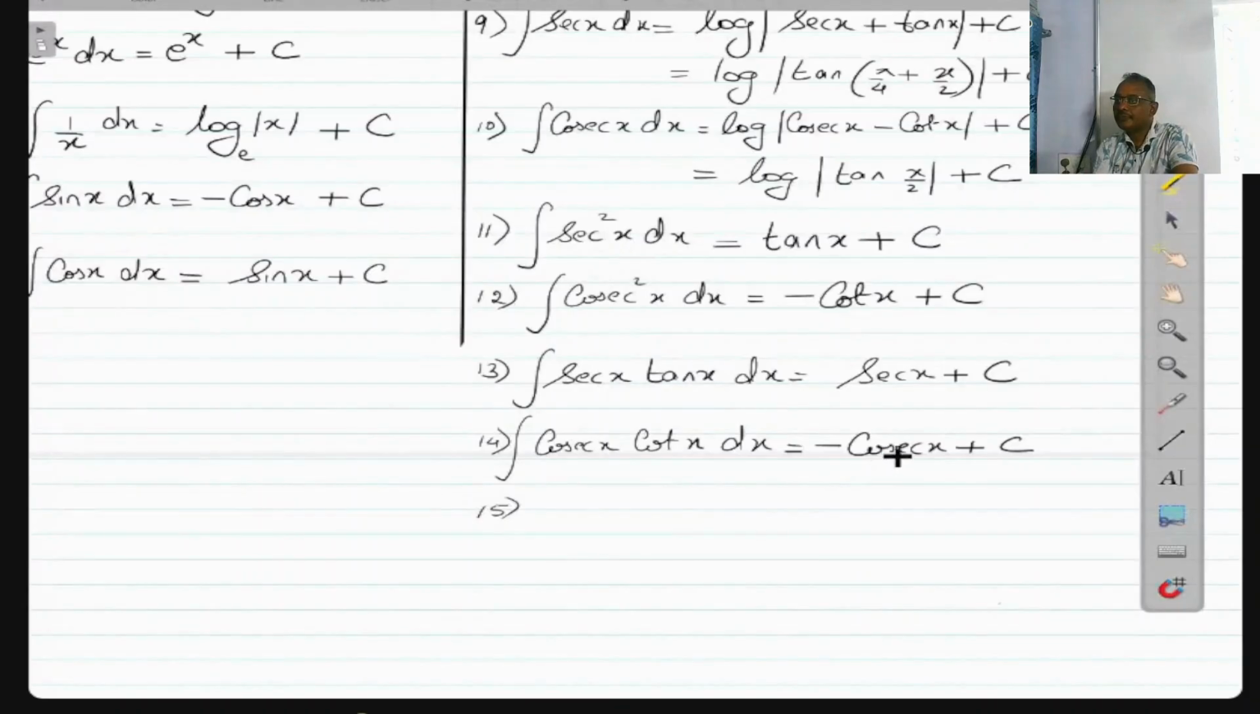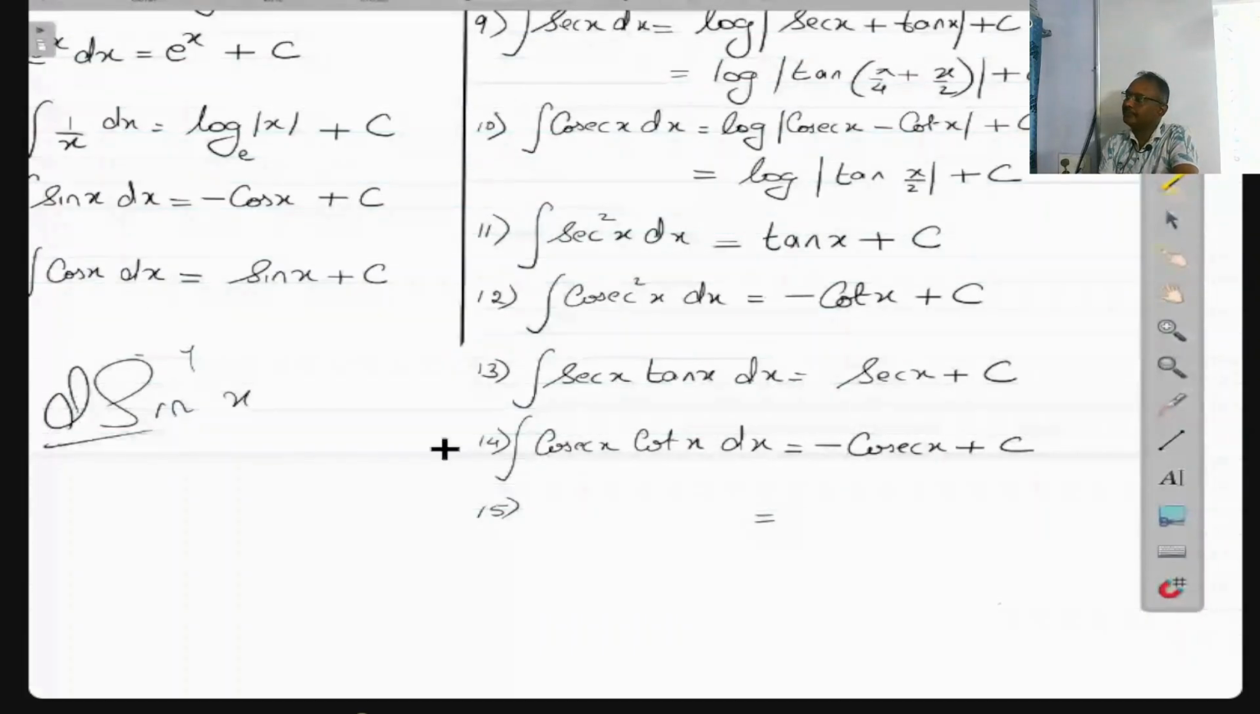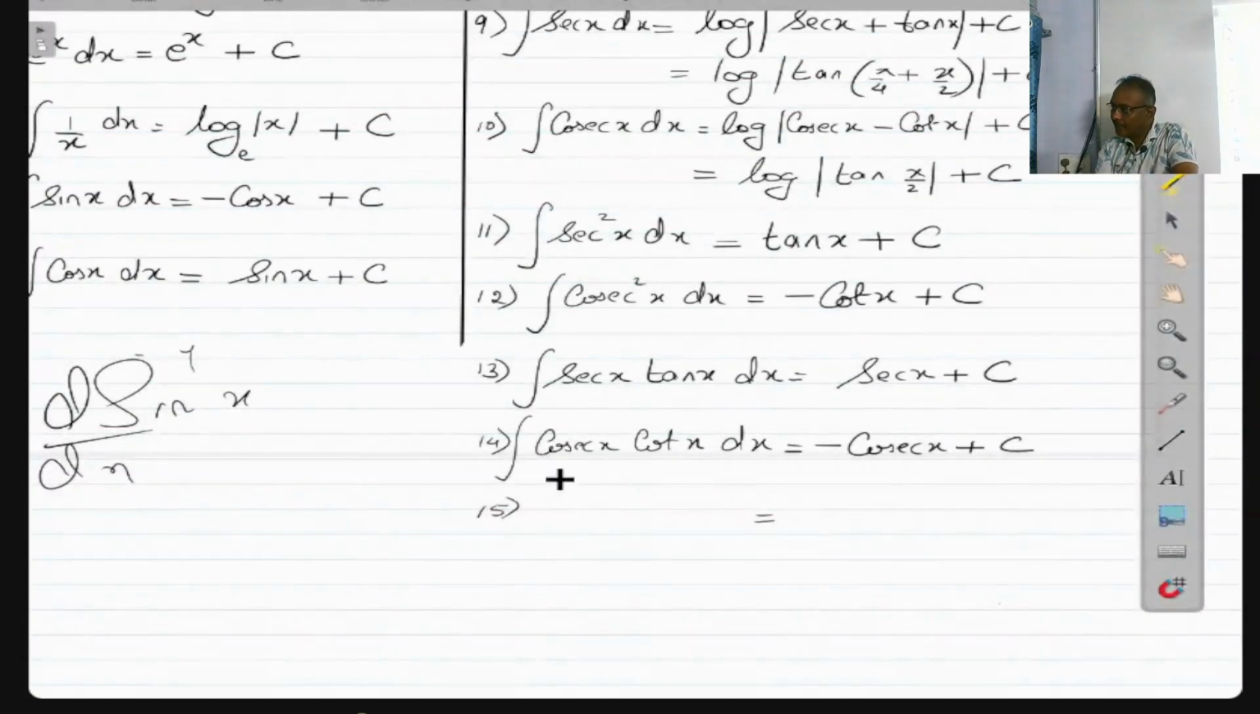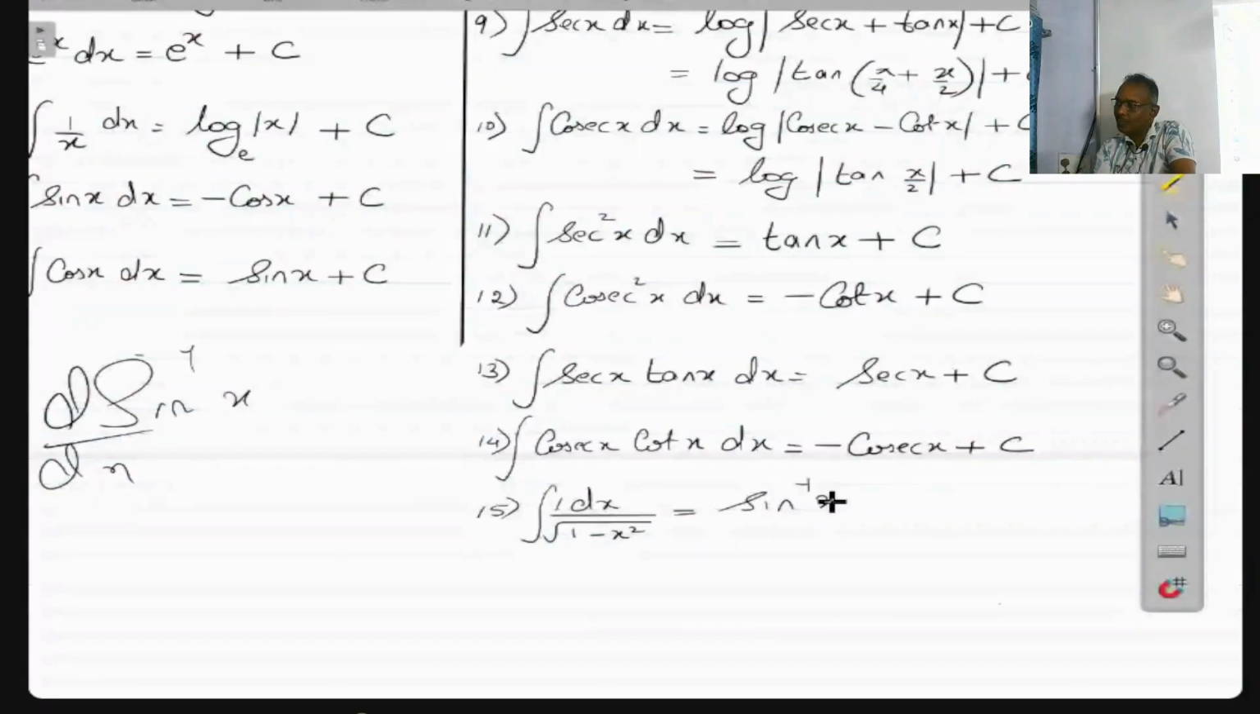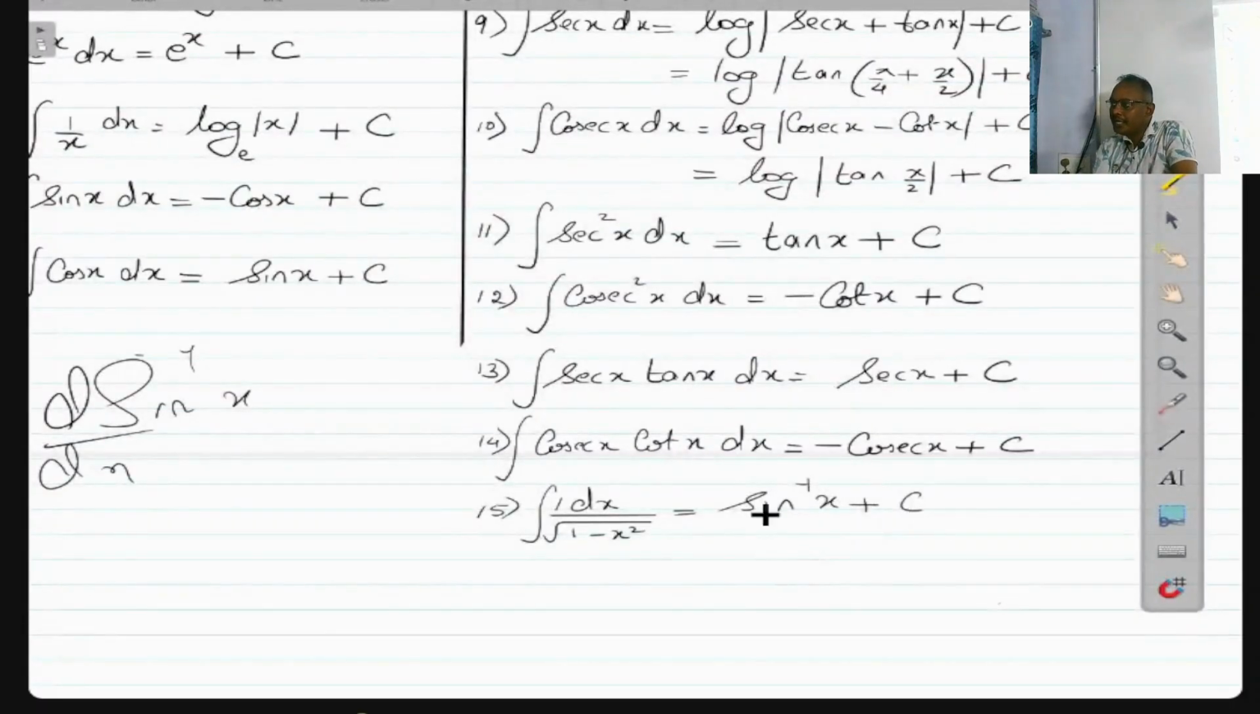Okay, do you know the differential of sin inverse x? What is the differential of sin inverse x? 1 by root 1 minus x square. Why is the integral of 1 by root 1 minus x square sin inverse x? Understood why? It is also equal to minus cos inverse x. The differential of cos inverse x is minus 1 by root 1 minus x square, so that minus compensates the other minus.